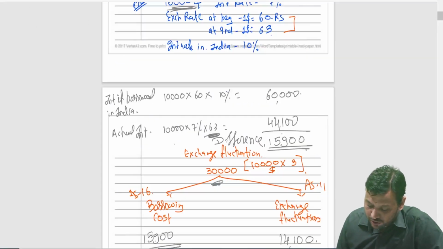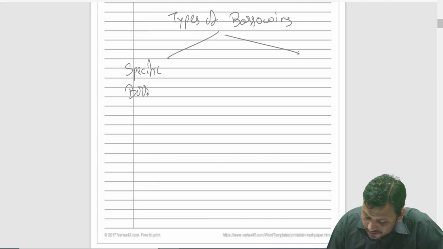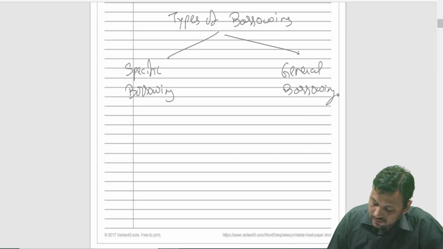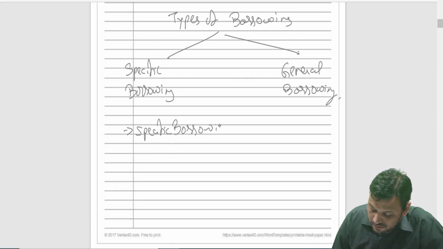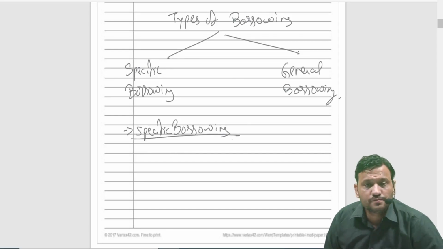This is components of borrowing cost. Now comes types of borrowing. Two parts: specific borrowing, the other is general borrowing. In case of specific borrowing, what are you supposed to do? In case of a specific borrowing, what am I supposed to do?